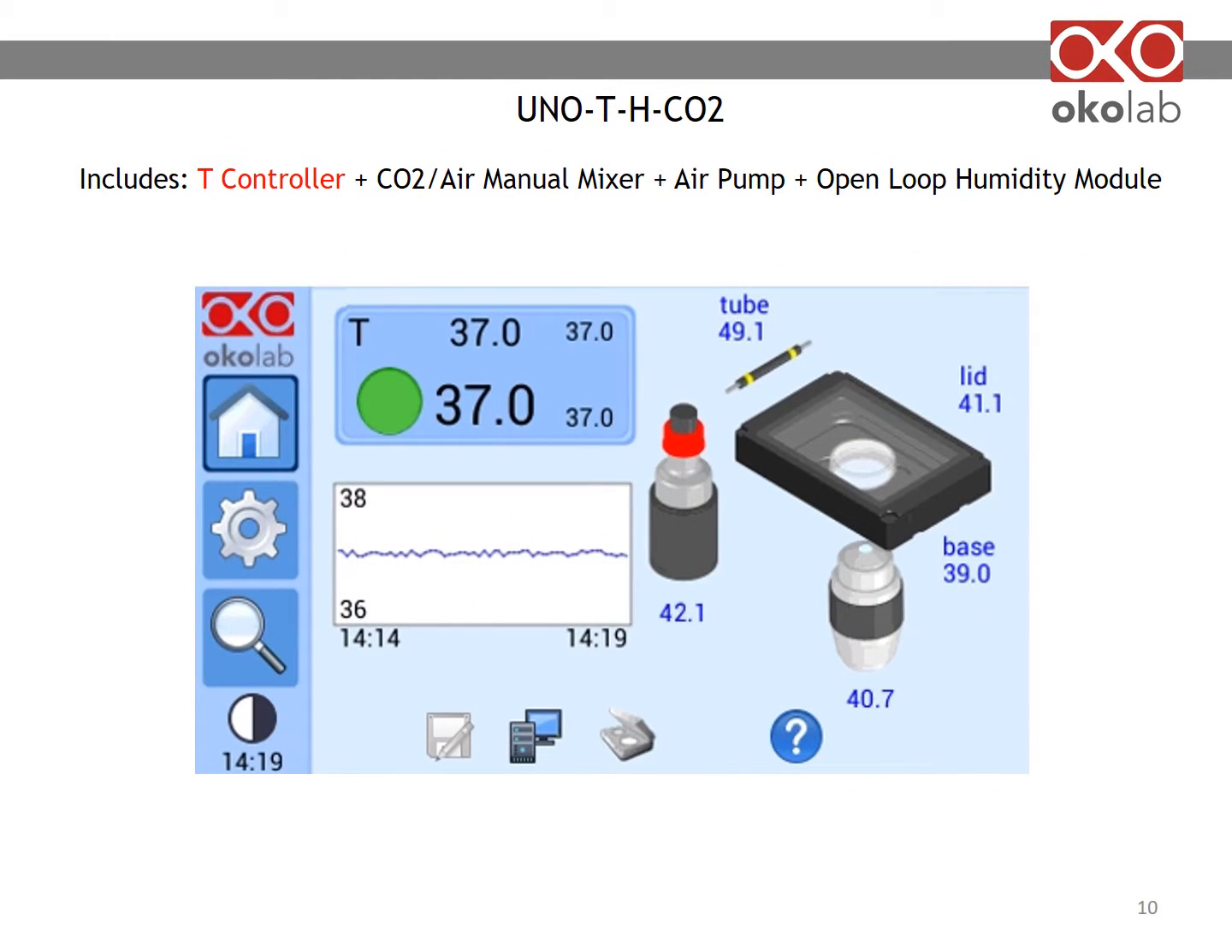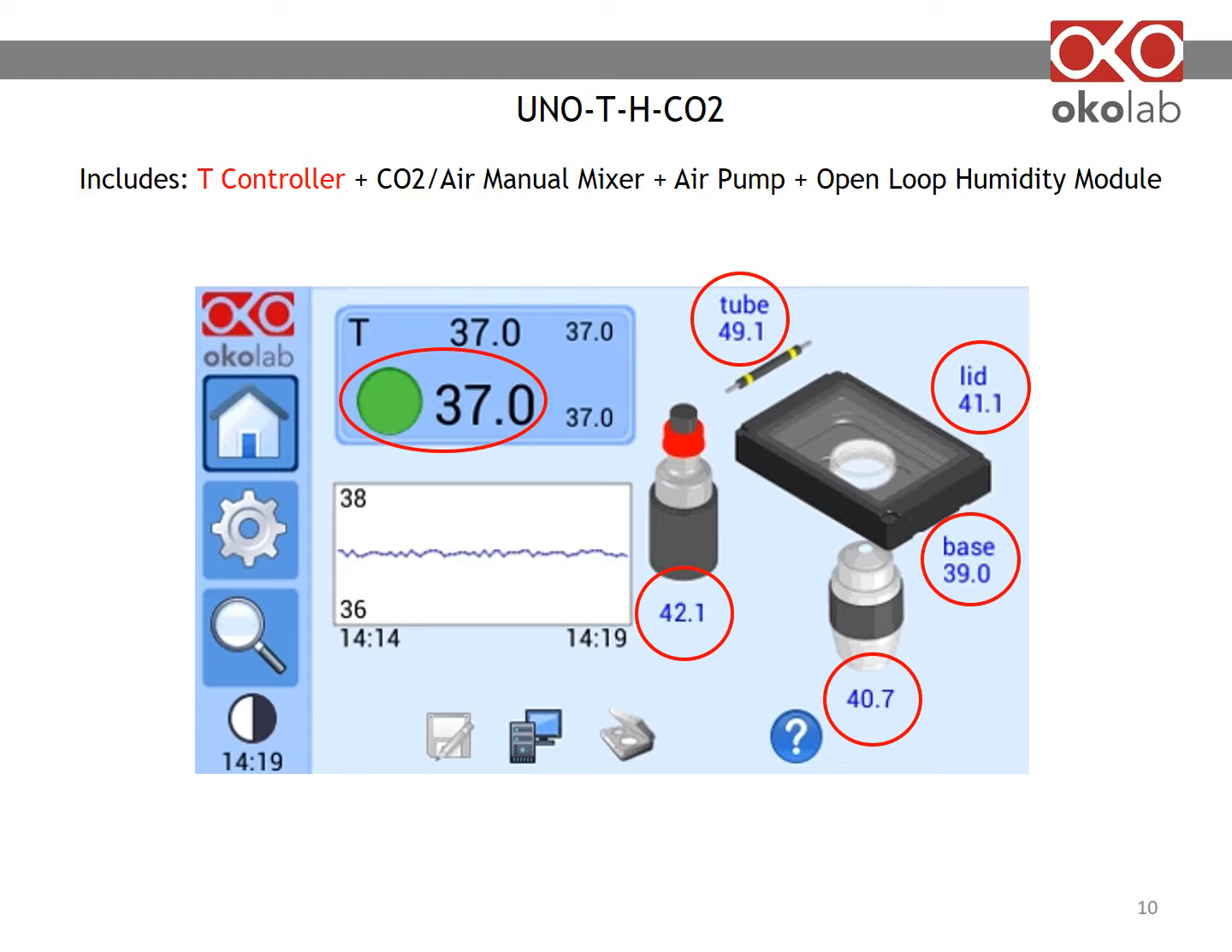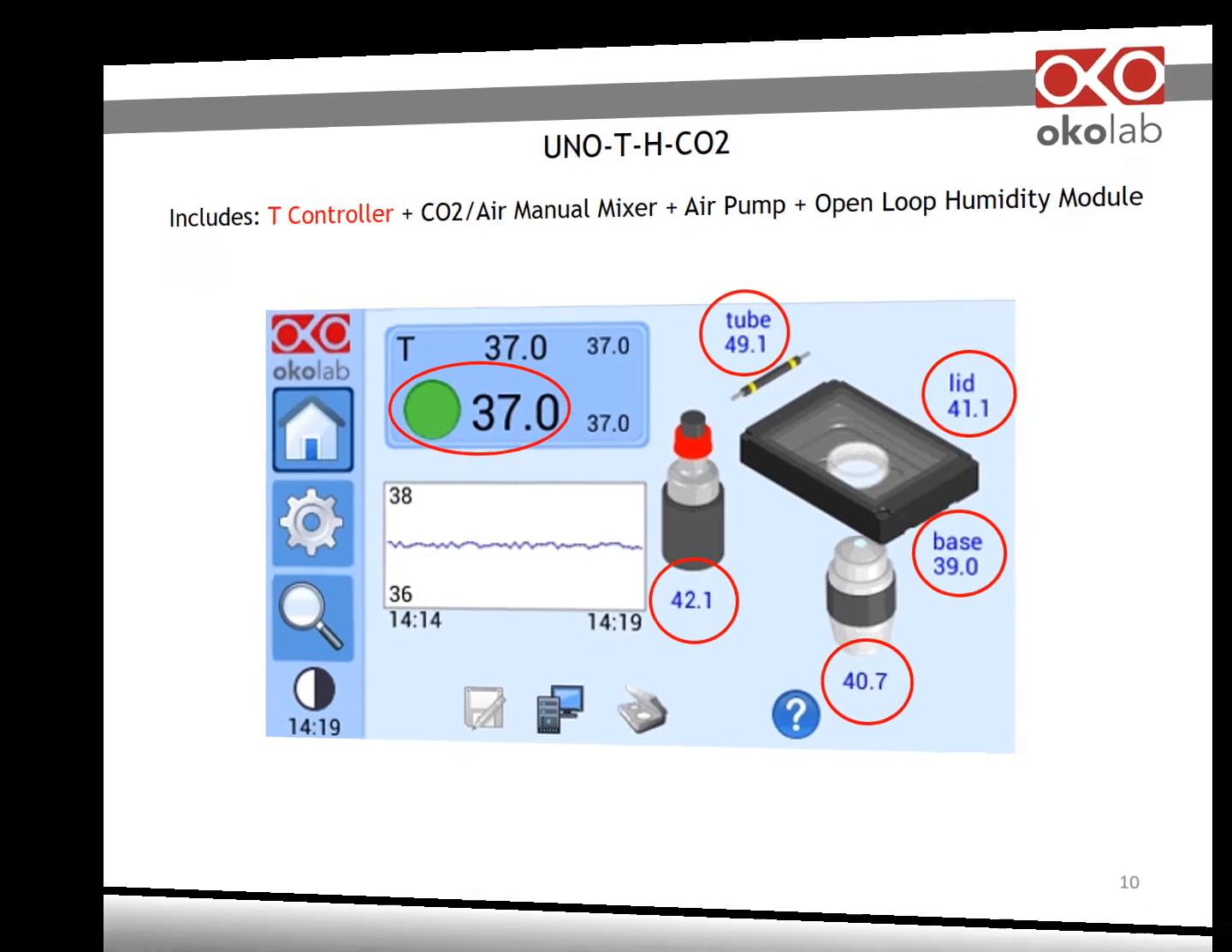The home page of the user-friendly interface shows the temperature set point and the temperature of the chamber lid, base, objective heater if you're using one, as well as the temperatures of the heated components of the humidity module. Note that to have the sample reach 37 degrees, the various heated components may reach temperatures higher than the set point.